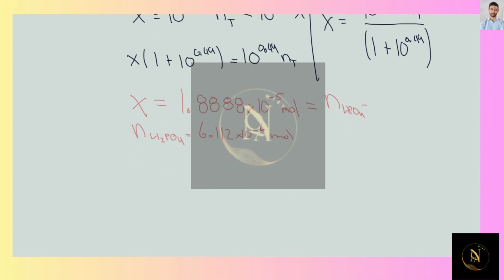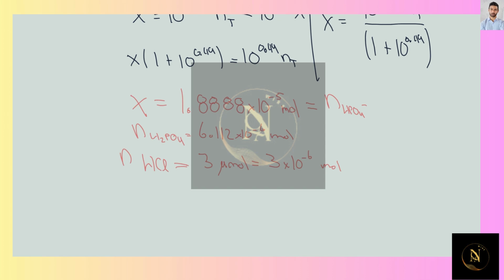Now we can proceed with what is going to be the pH after the addition of HCl. So we know that we added 3 micromole of HCl. HCl added is going to be equal to 3 micromole, which is 3 times 10 to the minus 6 mole.